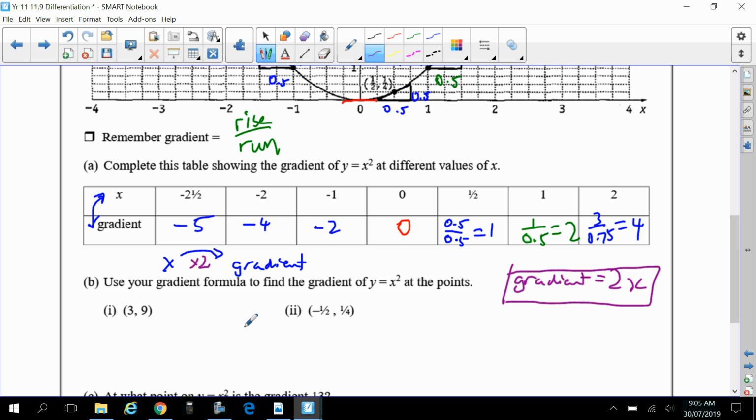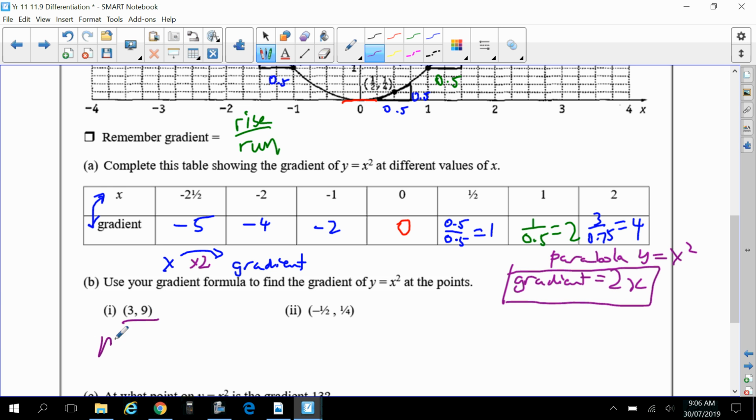Using this formula, we can now work out the gradient at this point. Remember, this gradient formula for the parabola is exclusively for y equal to x squared, not for anything else. You double the x value. So no matter what the y value is, you don't have to look at it. Only look at the x value and double.